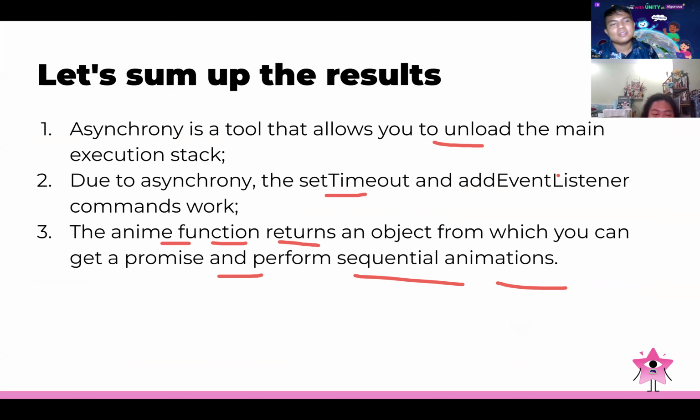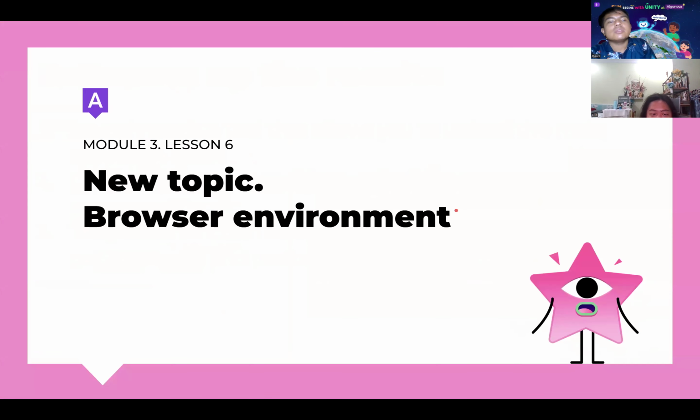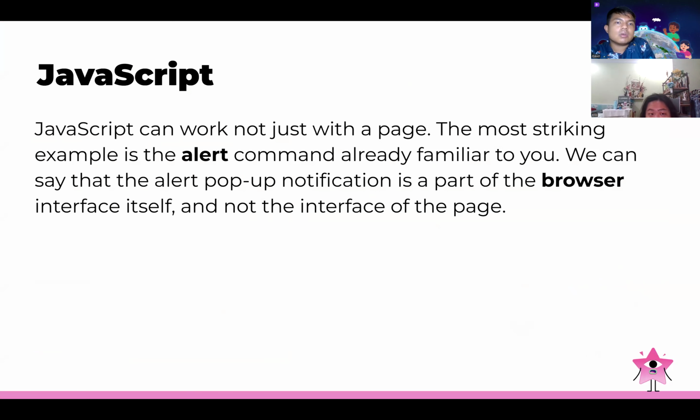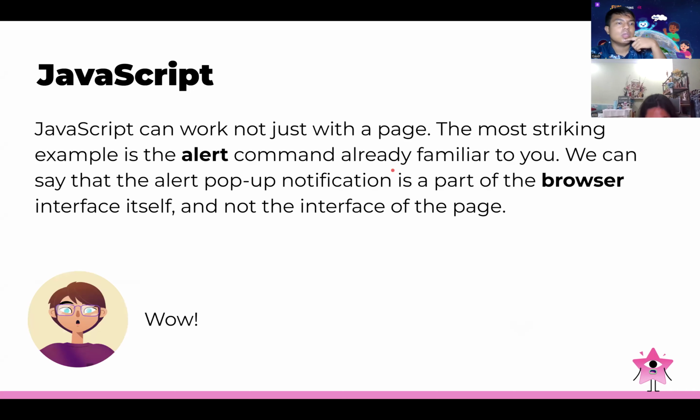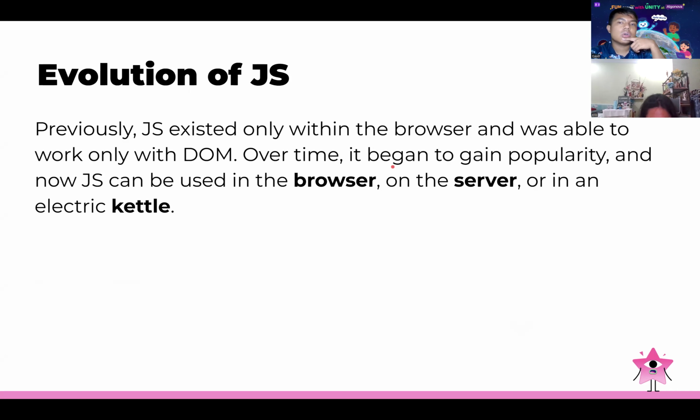Not yet. Okay. So the next one is browser and environment. JavaScript can work not just with a page. The most striking example is the alert command. So you already know it's not only the page, but the browser. JavaScript can control it also. So how can we control the whole browser using JavaScript?